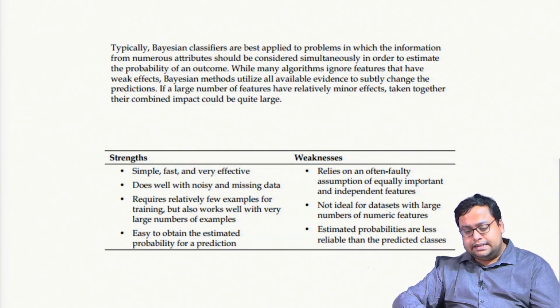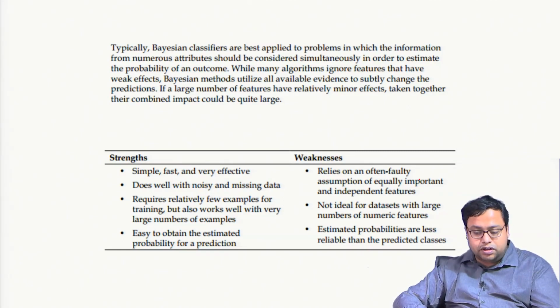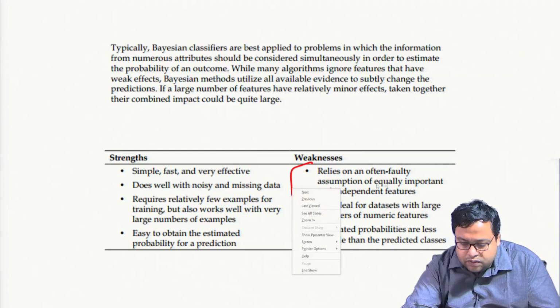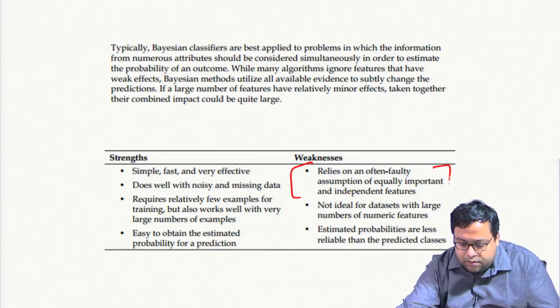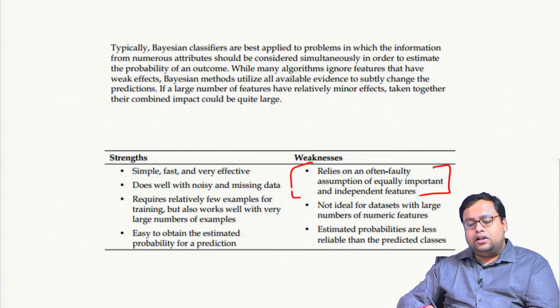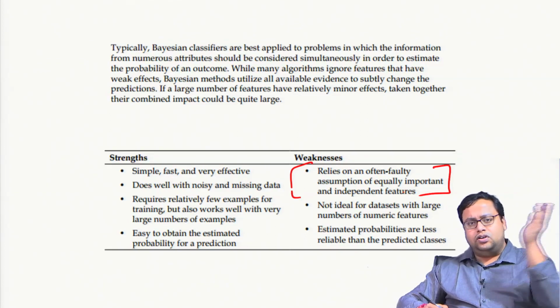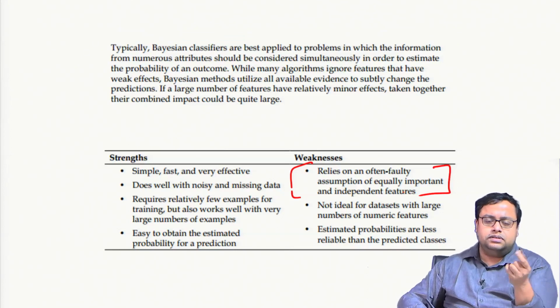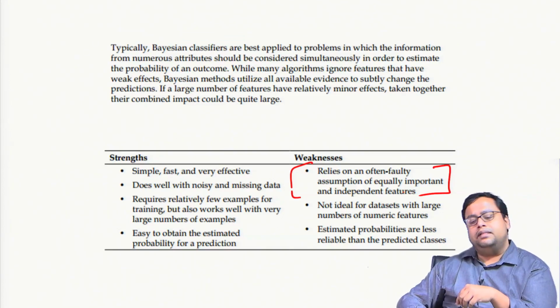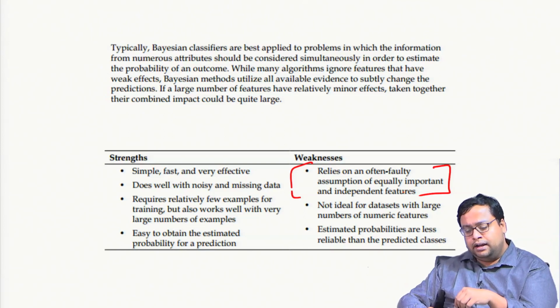What are the weaknesses? It relies on an often faulty assumption of equally important and independent features. We will discuss that the moment I go to the next slide. They are not ideal for data sets with a large number of numeric features. Generally it can handle only categorical variables like Viagra word yes or no, which is a categorical thing. So, that kind of situation it can handle better rather than numeric variables.